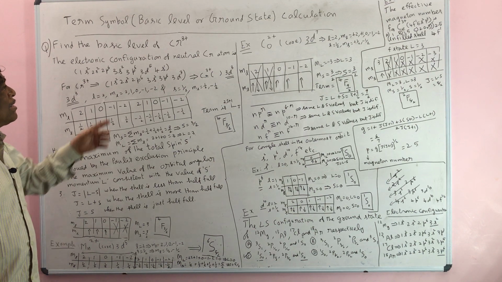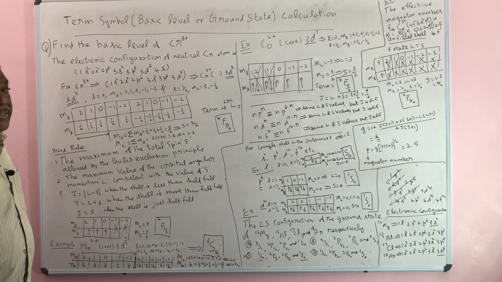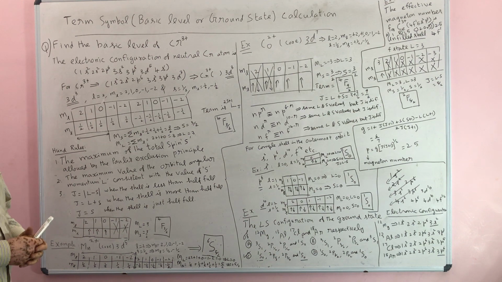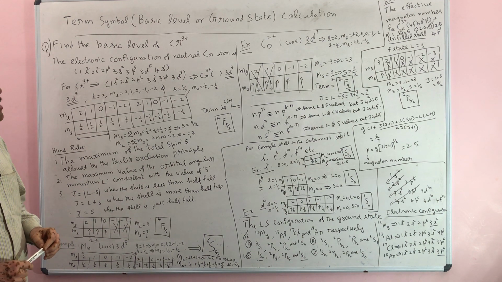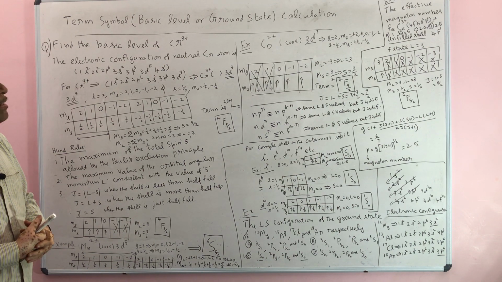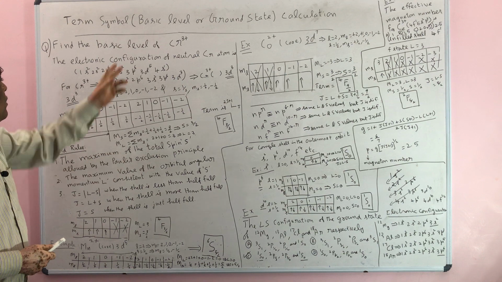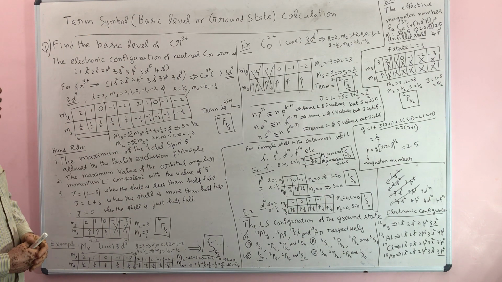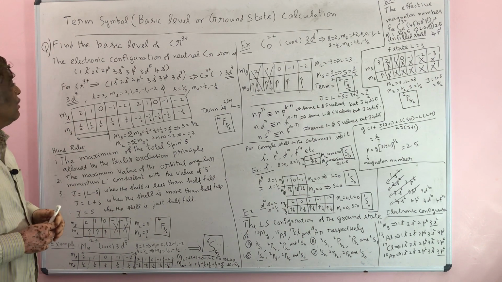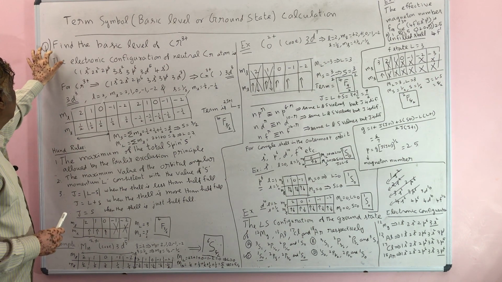Now we are going to discuss how to calculate the ground state term symbol for any particular atom or any ion. Most of the physical properties depend upon the ground state. That's why we are very interested in calculating the basic level of the atom. Now let us take one question and discuss it.